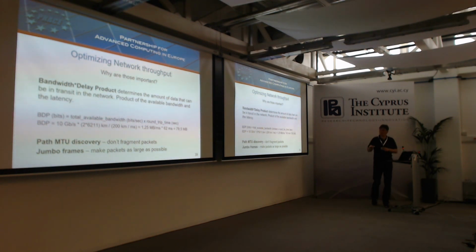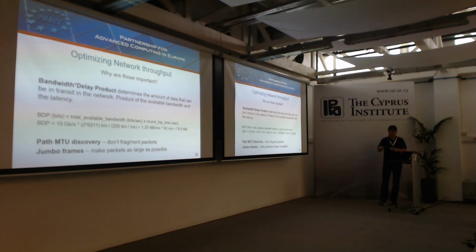So the next one is path MTU discovery. Don't fragment packets. If you send a big packet and it has to be fragmented, at the end there will be several packets which have to be put together again. This is work to be done, and that also leads to degraded performance.